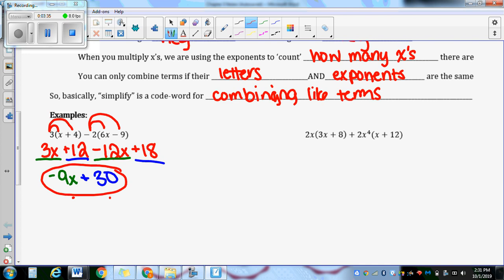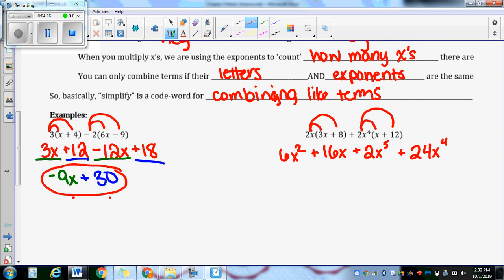So if I go to this next one, I've got some more distributing to do. 2x times 3x. Well, 2 times 3 gives me 6. And then x times x, there are 2 x's there, so that would be x squared. So 2x times positive 8 gives me positive 16x. There's only the one x. If I come over here, I am distributing a positive 2x to the fourth times x is going to be positive 2x to the fifth, because I had 4 x's and another x would give me 5 x's. Positive 2x to the fourth times positive 12 gives me positive 24x to the fourth. I didn't add any more x's.